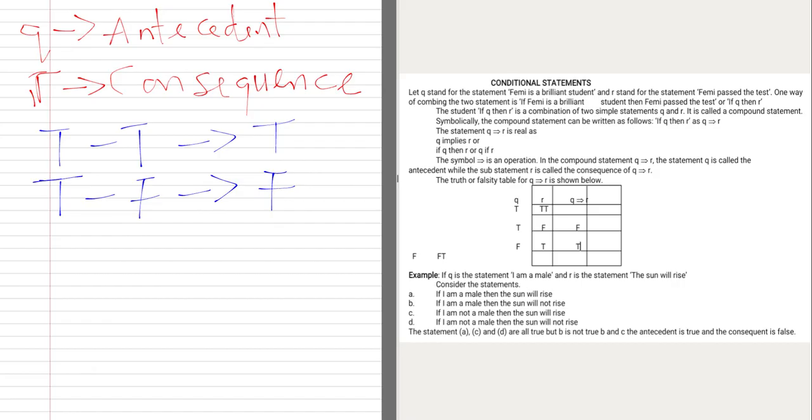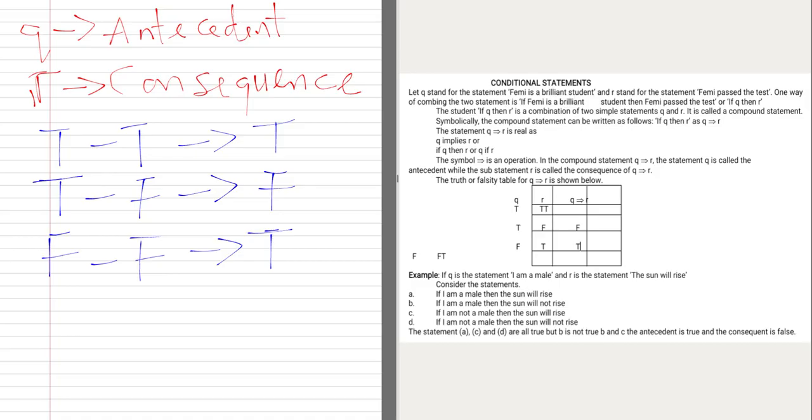The third one, which is C: if I am not a male, false, then the sun will not rise, false. That will give us what now? True. I see. Don't forget, it is our statement that we are following, the statement that they give us. Then look at the third one: if I am not a male.